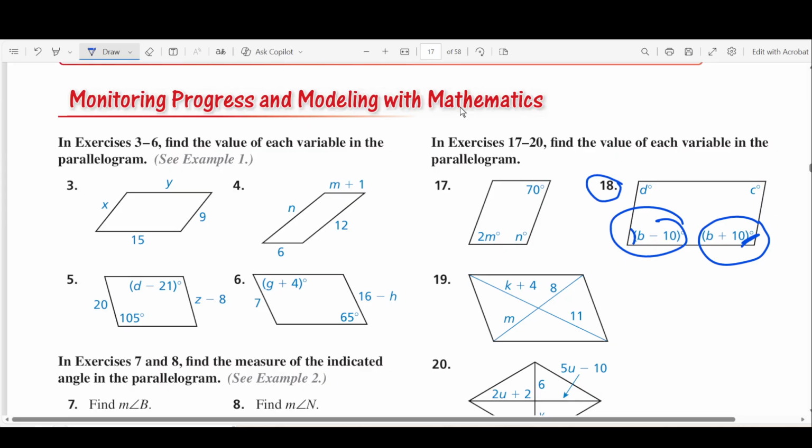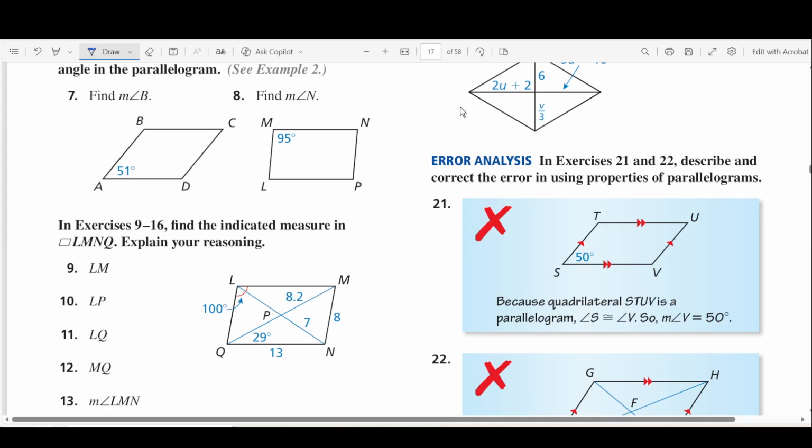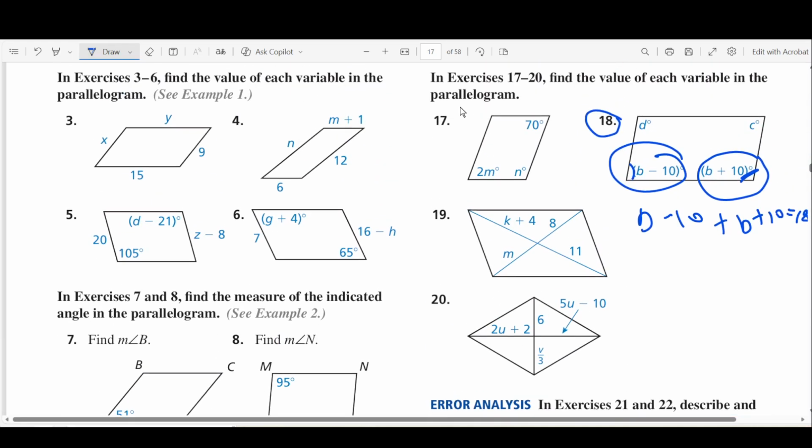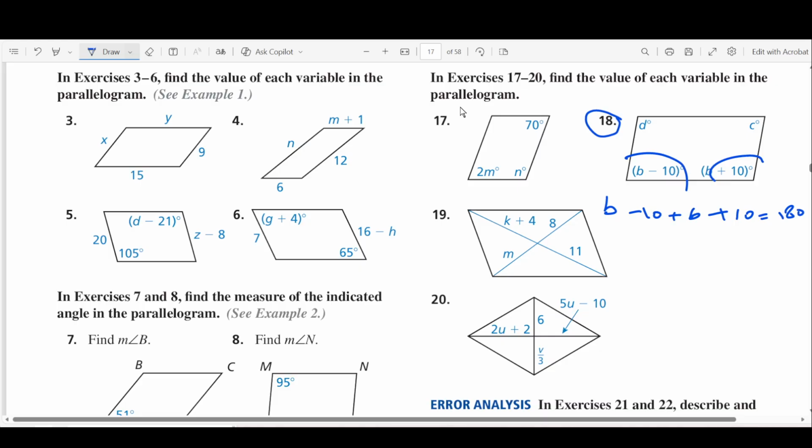So how would you do it? You will write B minus 10 plus B plus 10 is equal to 180, right? I think I should do it on another page because this would look messy. Or maybe I write it properly. So this angle plus this angle is 180. So I'm writing B minus 10 plus B plus 10 is equal to 180 degrees, right? Can you try finding B now? Yeah, let me know.